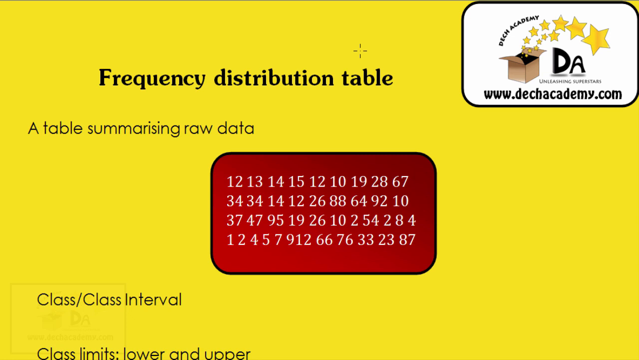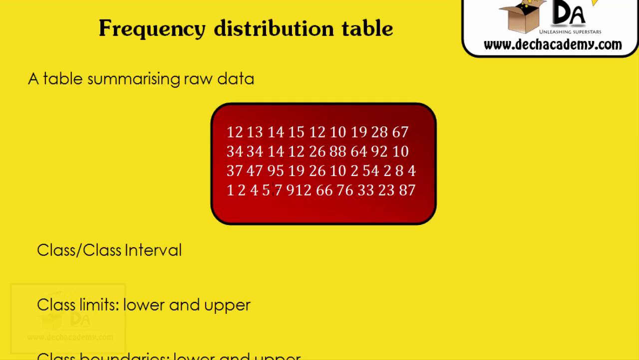In this video, you're going to learn how to produce frequency distribution tables. These are tables that summarize raw data and enable one to know how often certain values occur, or how often values in a certain group occur. So more on this shortly.